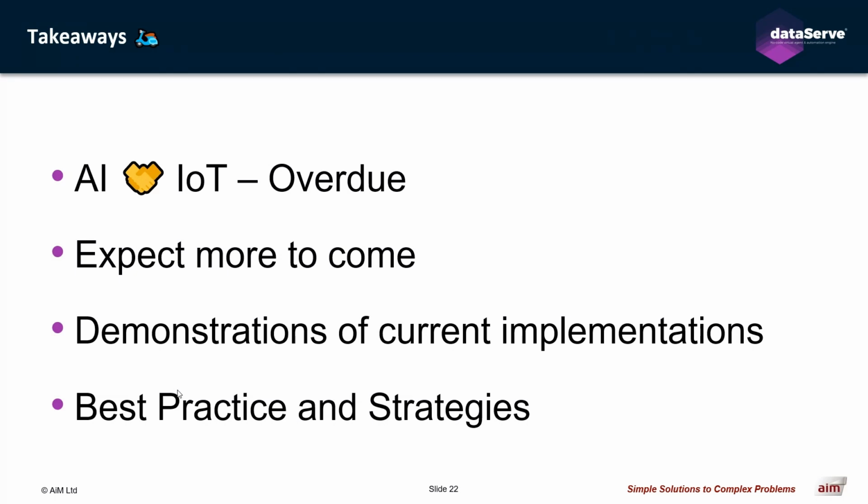Finally, just some of the takeaways from today's talk. What we've seen is that AI and IoT as a partnership is long overdue, and what they offer is really a lot more to come and something to be excited about. We saw some demonstrations of the current implementations of AI and IoT management hubs, as well as a quick look at some of the best practices and strategies.